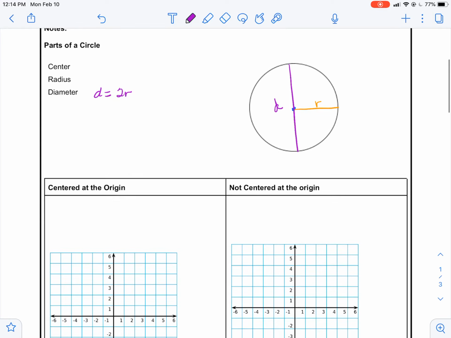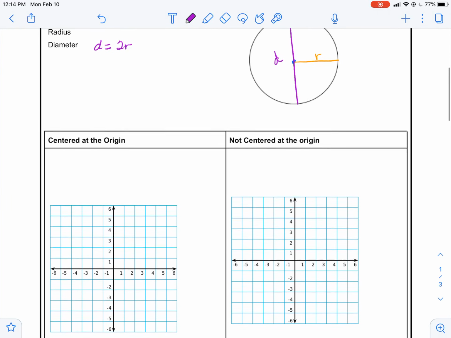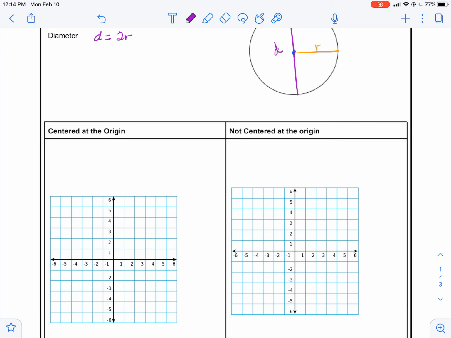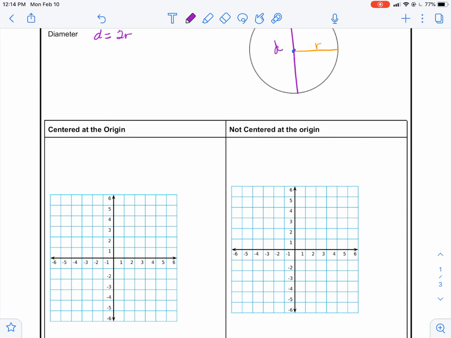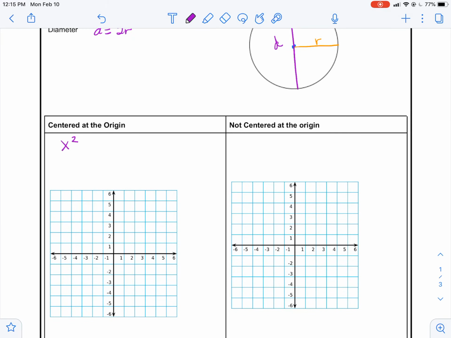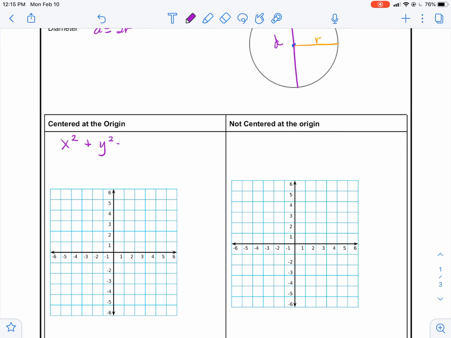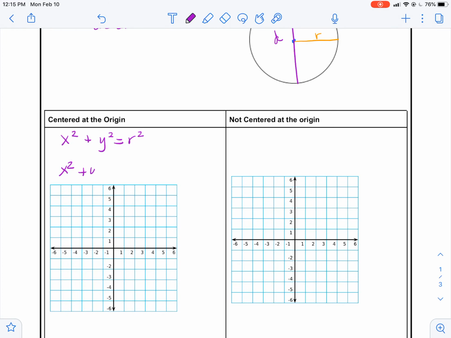Now, when we talk about graphing on the coordinate plane, we're going to start with when it is centered at the origin and then when it is not centered and is just translated. Let me give you your equation. The basic equation in standard form for a circle is x squared plus y squared equals r squared. So if I have a circle that is x squared plus y squared equals 9, then that means my center is at 0, 0, and my radius is 3.